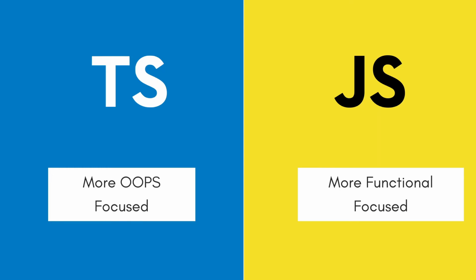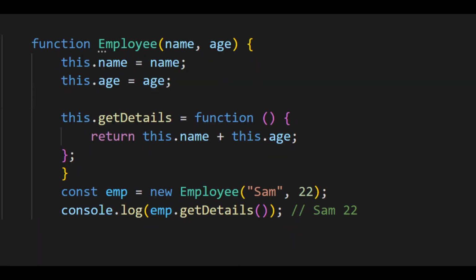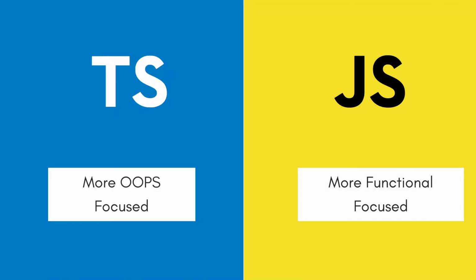Now the next feature is that TypeScript is more OOPs focused. TypeScript follows the OOPs paradigm, which helps to enable powerful OOPs concepts. Till ES5, JavaScript had no OOPs and we were using functions to create classes. But now in ES6, even JavaScript has OOPs concepts, but it is not up to the mark, and they are just a special type of functions which we are using. So TypeScript makes the best use of OOPs.